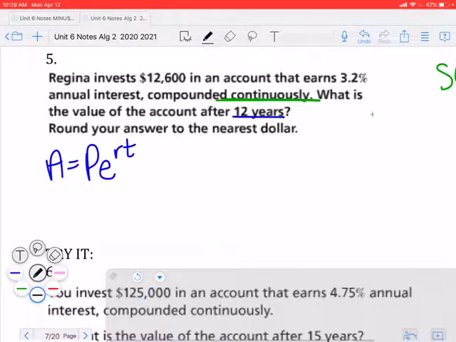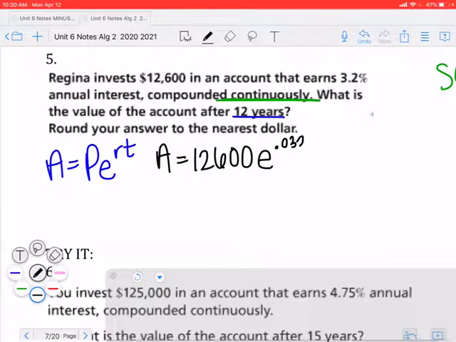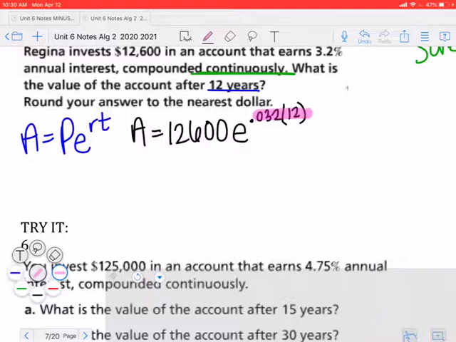So let's plug all of our numbers in here. Our principal, the amount we're starting with, 12,600, times e to the power of r, which is 0.032, times t, time in years, for this problem 12. So now I just have to find that value with my calculator. On my phone calculator, I'm going to multiply my powers first and figure out what that number is. 0.032 times 12 equals, and it says 0.834.